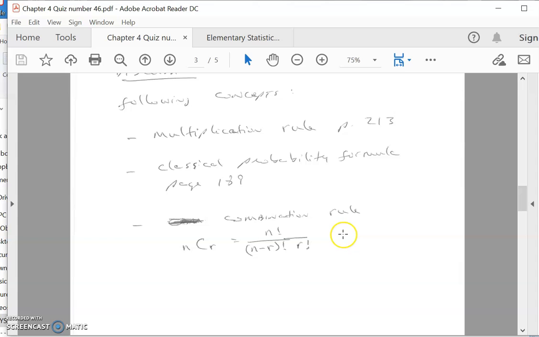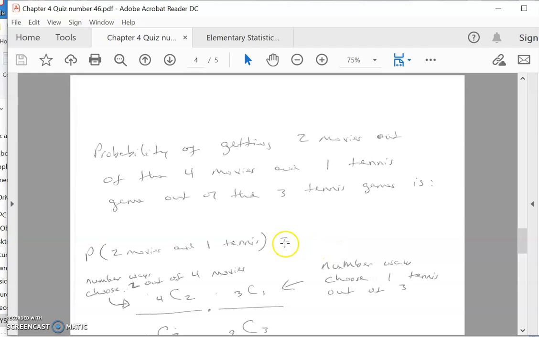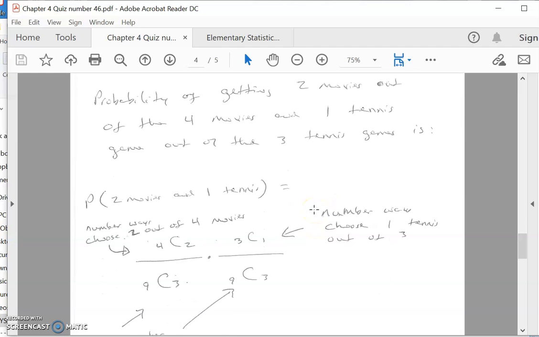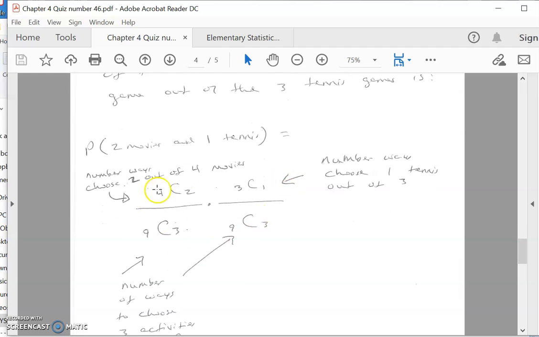The reason we're using the combination rule rather than the permutation rule is because it doesn't matter what the order is. When we select the 2 movies, the problem doesn't say anything about which movie you pick first, so the order is not relevant. So we're going to use combination as opposed to permutation. Now the probability of getting 2 movies out of the 4 movies and getting 1 tennis game out of the 3 tennis games is, here's my little handwritten formula, the probability of 2 movies and 1 tennis game equals, here it is.